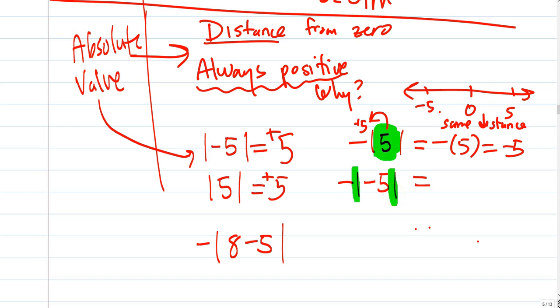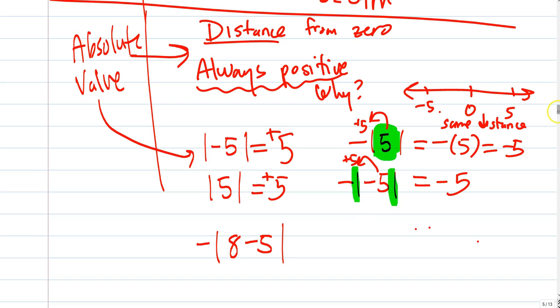What is the absolute value of negative 5? Out comes a positive 5. That negative is waiting on the outside that makes my answer a negative 5. So it's not that the answer is going to always be negative, but the result, whatever comes out of an absolute value, will always be positive.